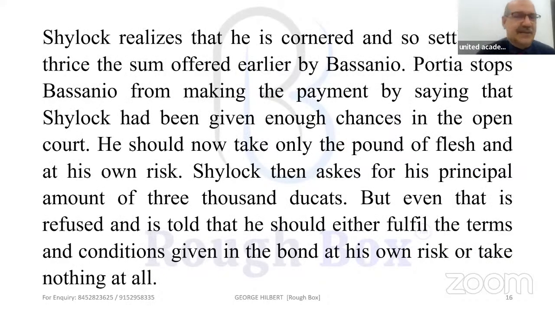Shylock realizes that he is cornered, and so he settles for thrice the sum offered earlier by Bassanio. Bassanio is about to give him the money, but Portia stops Bassanio from making the payment by saying that Shylock had been given enough chances in the open court. He should now take only the pound of flesh and at his own risk.